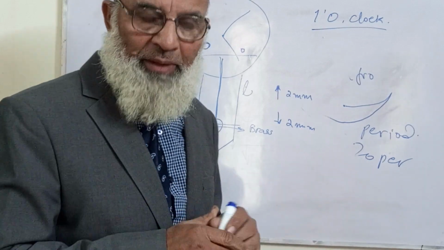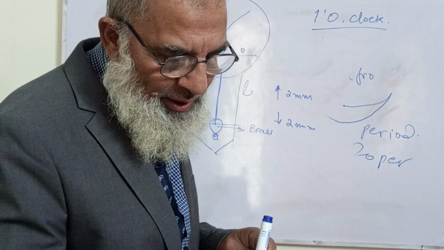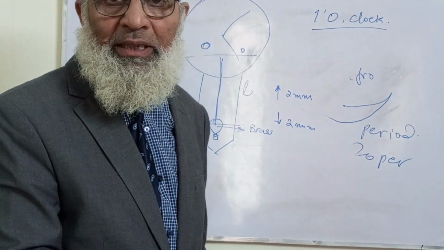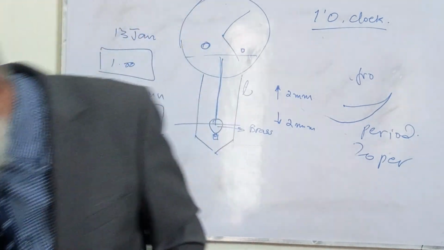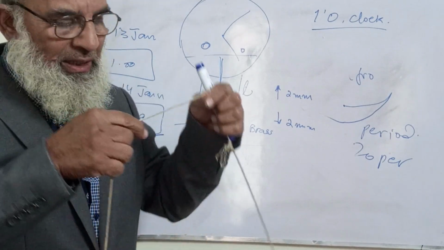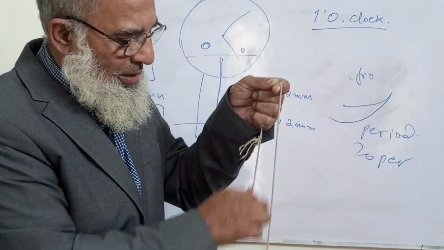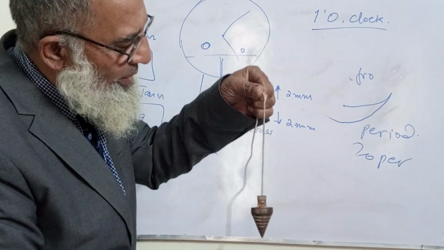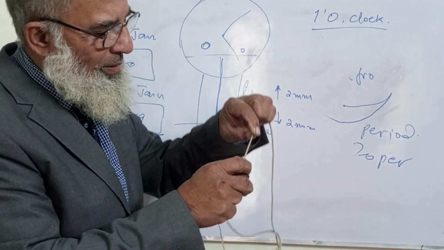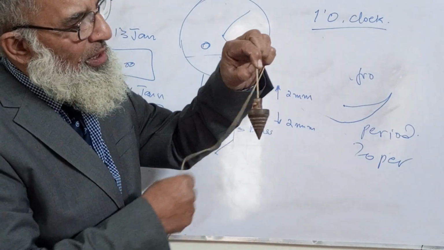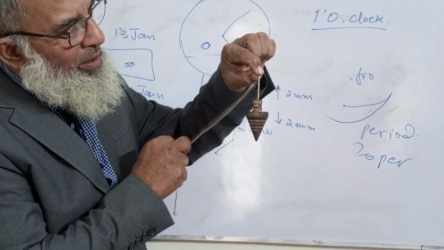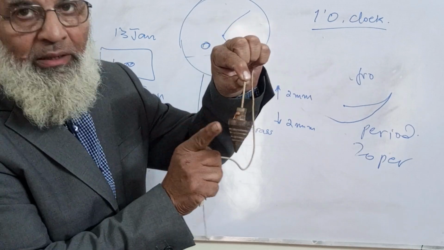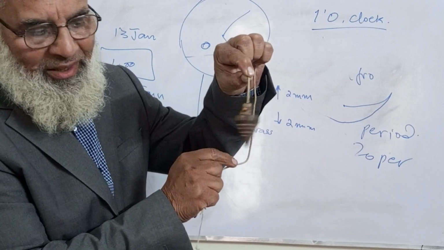What happened? The longer the string goes, the longer the time taken. For example, this is 0.2 meter. 0.2 meter means this much, maybe this much. Okay, 0.2 meters, and you see what is happening.